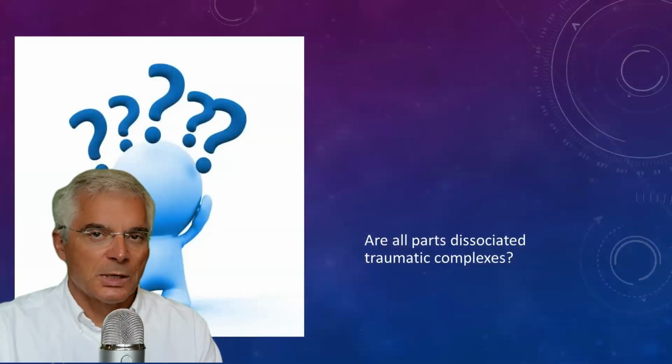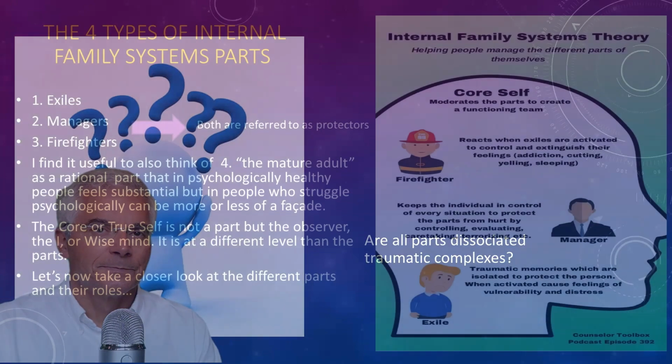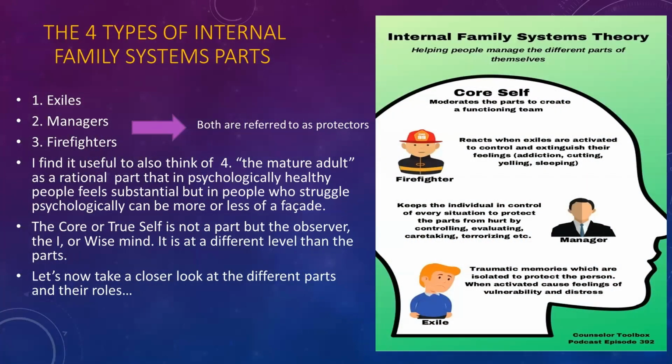Are all parts dissociated traumatic complexes? No, there are three different kinds of parts in internal family systems, and I like to think there is a fourth. The exiles, which we will discuss at greater length in the next slides, are dissociated traumatic complexes that carry the pain of the trauma.